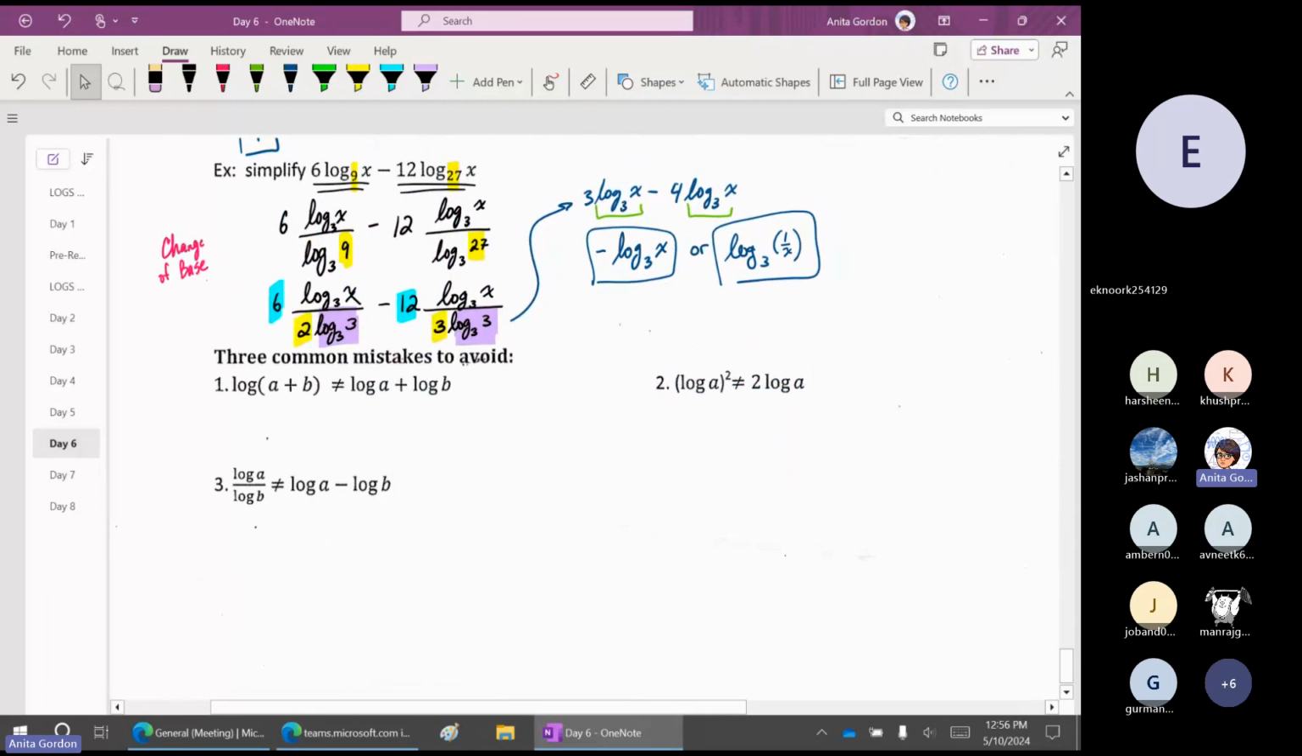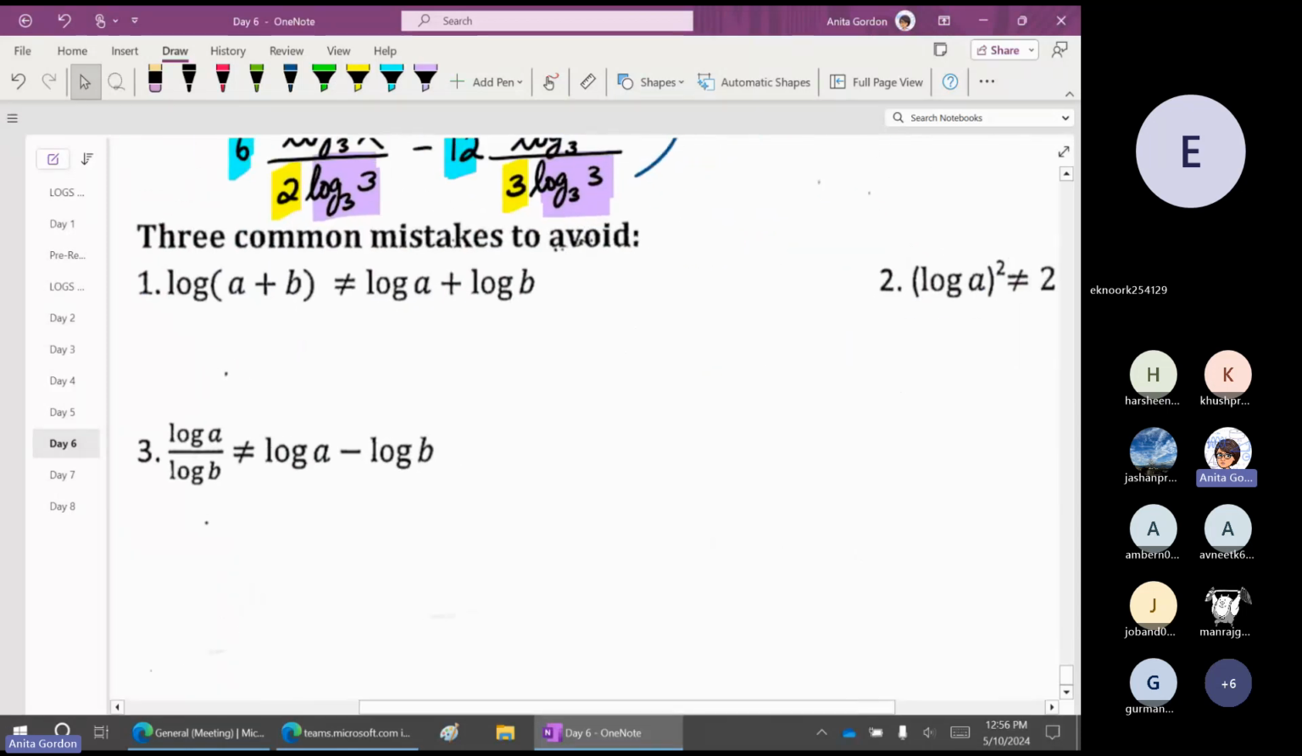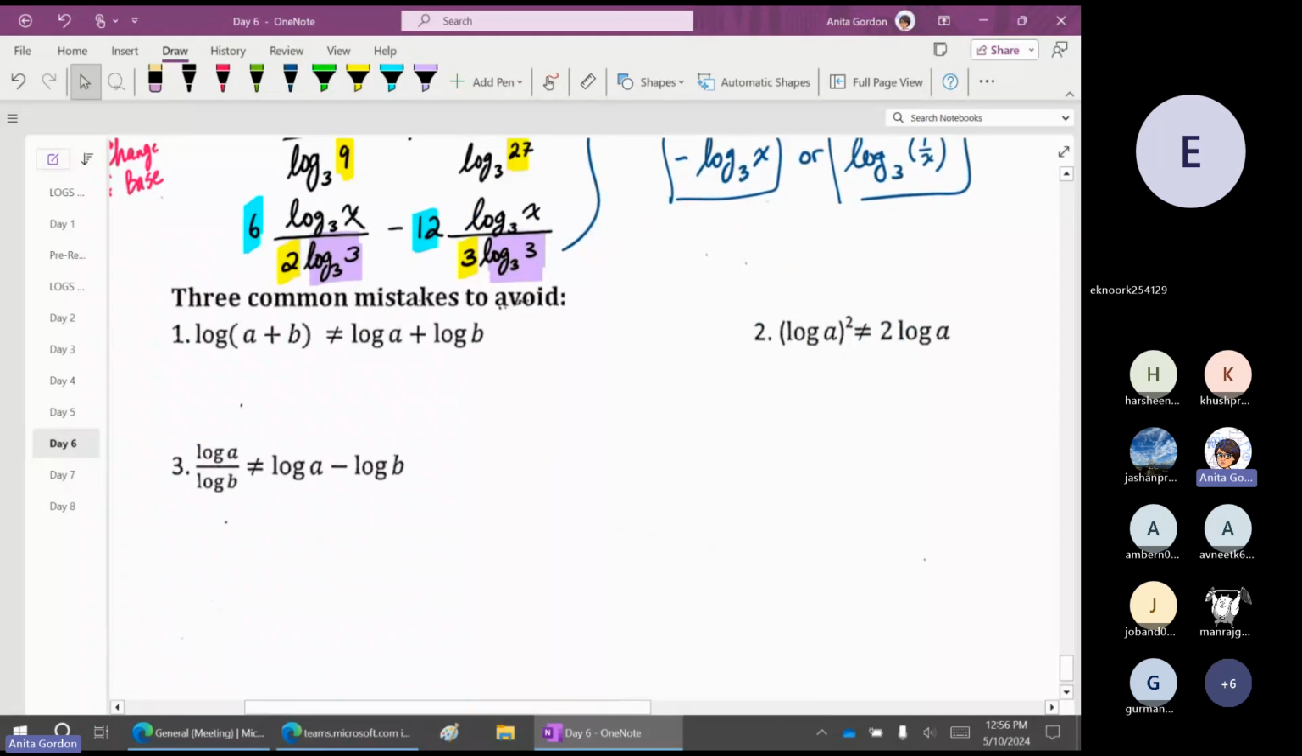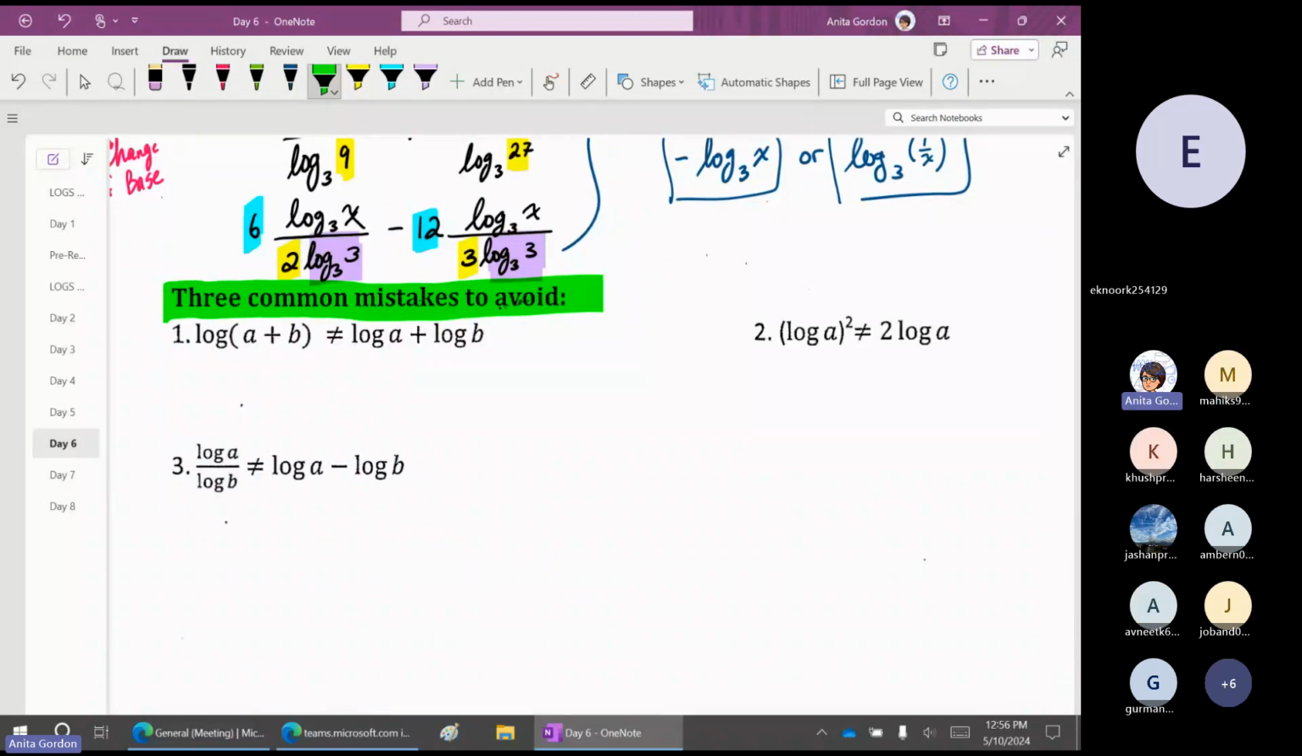The bottom of your page has very, very common student mistakes. Do not be that guy. Do not be that girl. Do not be that person, because those people are not clever. You are clever. Okay, 3 common mistakes to avoid.